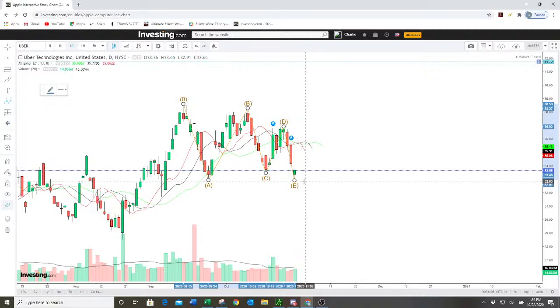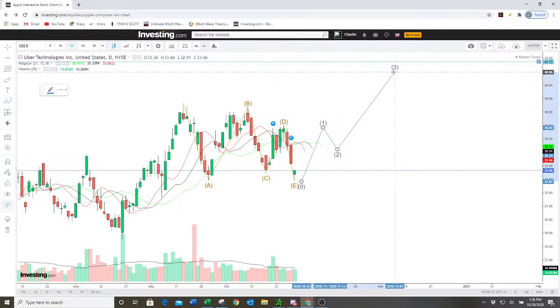If that Proposition 22 is passed in California, we will see a 5-wave move upward. So long term for me, it feels very good to buy into Uber, and you'll be seeing me. I already did post one yesterday, and we had a gap down today, but a little recovery. I do expect it to recover in the next couple of days.